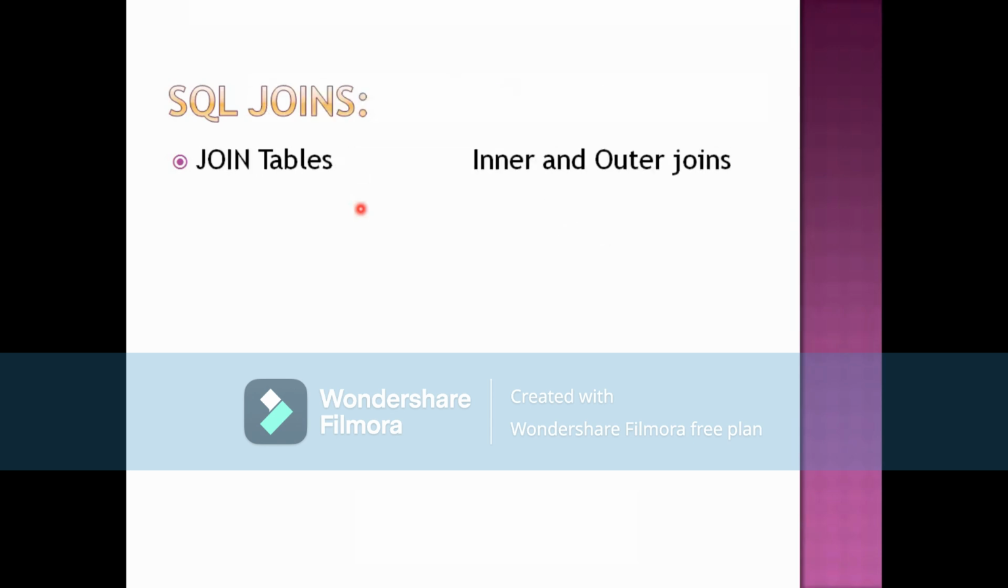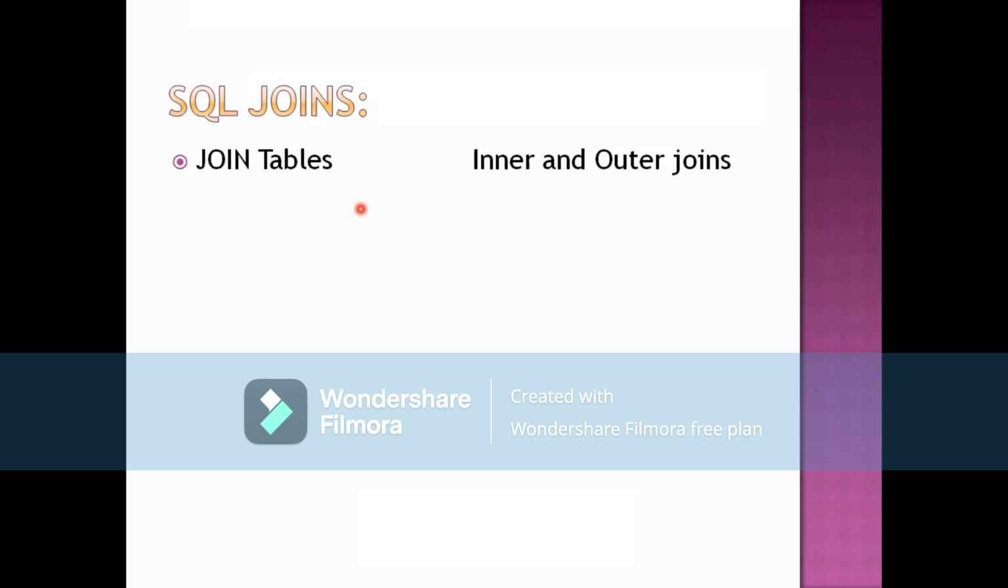And next one is the SQL joins. By using SQL joins, we can join two or more tables. Generally, there are two types of joins available: inner join and outer join. First one is the inner join, second one is the outer join. In the outer join, we also have left outer join, right outer join, full outer join, and the last one is the cross join.